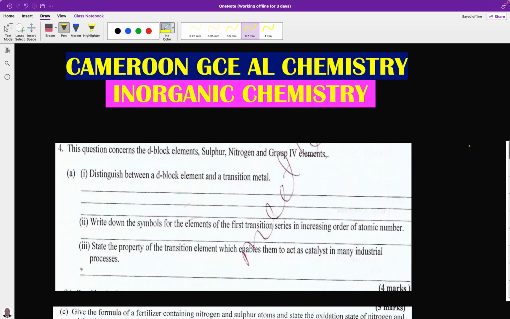forms one or more stable ions with an incomplete subshell, that is an incomplete d orbital. Transition metals form one or more stable ions with an incomplete d subshell, or what we call d orbital. Whereas a D block element forms only one ion with either a completely filled or an empty D subshell.